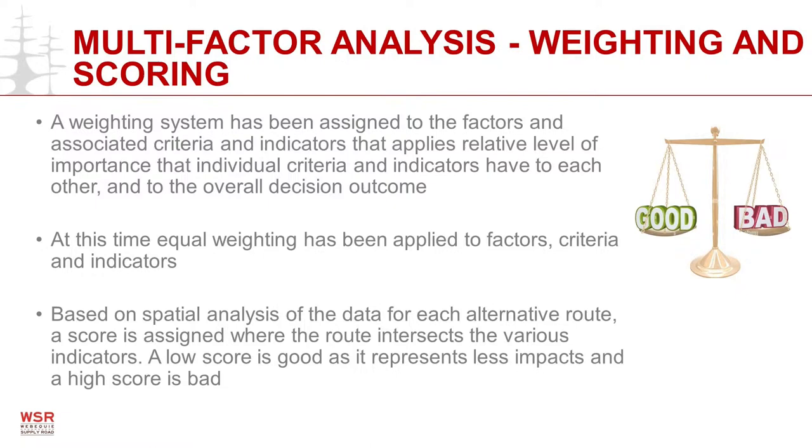So based on the spatial analysis of the data for each alternative route, a score is assigned where the route intersects the various indicators. A low score in this scoring system is considered good because it means less impact, and a high score is considered bad.